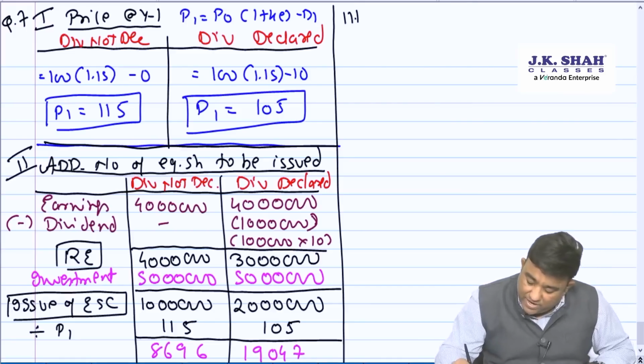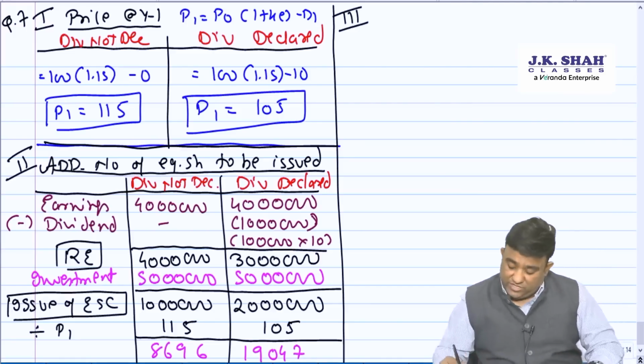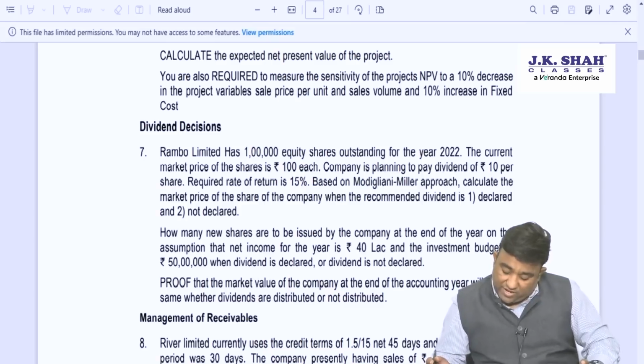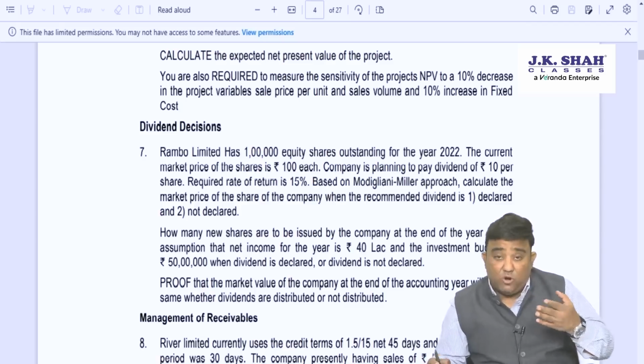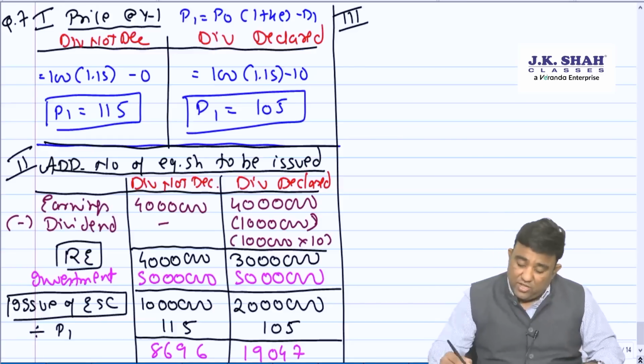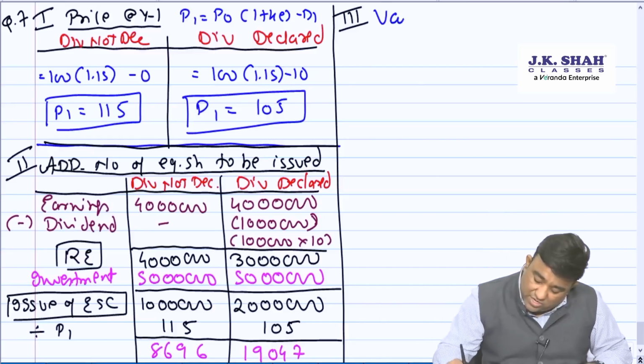And in the third part, student, check out what they've asked you. Prove that the market value of the company at the end of the accounting year will remain the same, whether dividend is distributed or not distributed. So student, you need to just calculate the value of the firm.